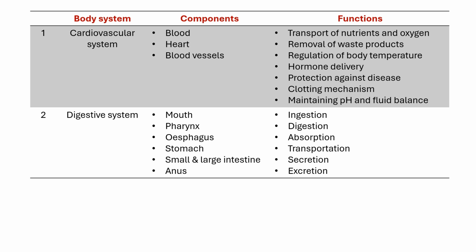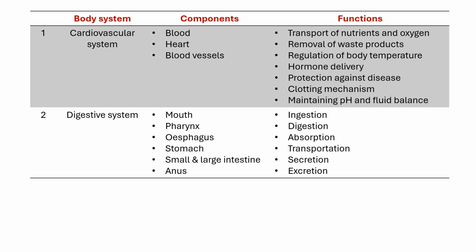Where mechanical digestion involves chewing and mixing, and chemical digestion involves enzymes. These enzymes will break down the food. Next function is absorption. Nutrients from the digested food are absorbed into the blood, mainly in the small intestine.